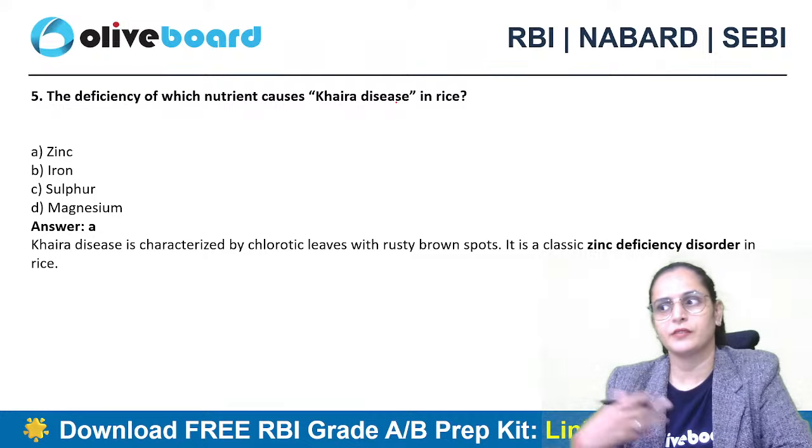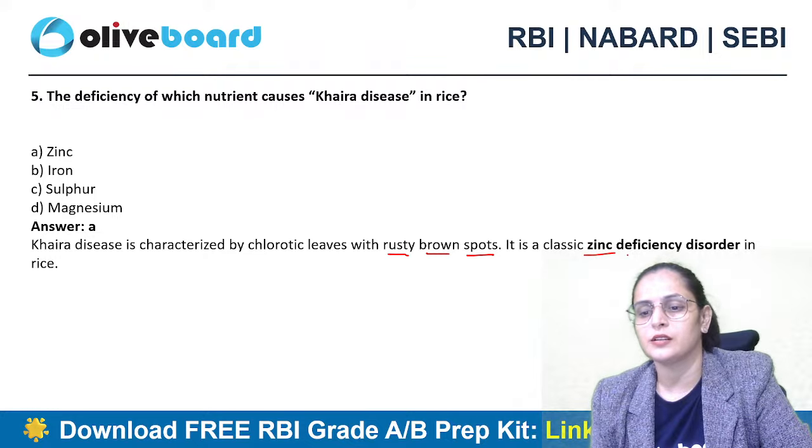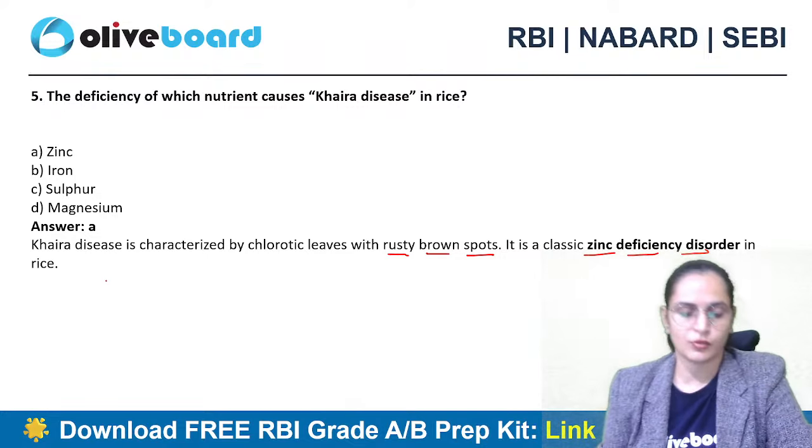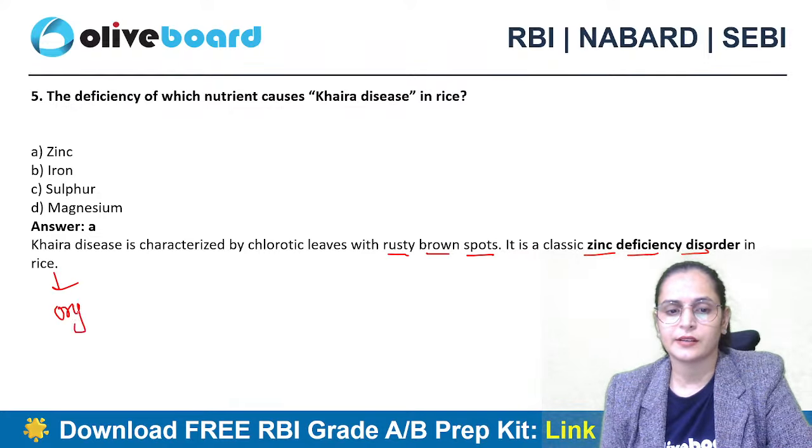Okay, you will observe the discoloration of the leaves with rusty brown spots, and actually it is a classical zinc deficiency disorder that occurs in the crop of rice. So rice is Oryza sativa. I am mentioning the scientific name of rice also.